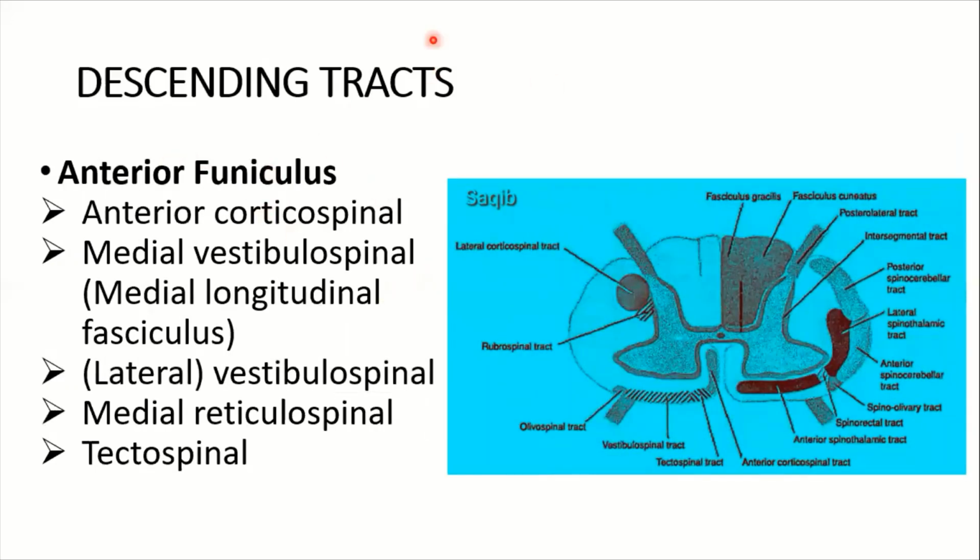So, descending tracts. In the anterior funiculus, what are they? Anterior corticospinal. This is the anterior corticospinal tract. And the medial vestibulospinal and the lateral vestibulospinal tract. This is the vestibulospinal tract, which is subdivided into the medial vestibulospinal and the lateral vestibulospinal tract. And the medial vestibulospinal is the medial longitudinal fasciculus.